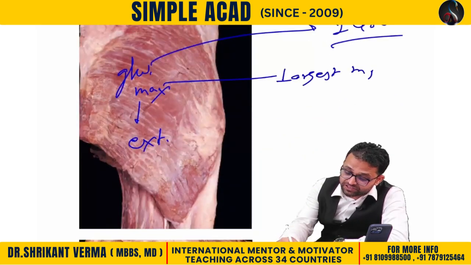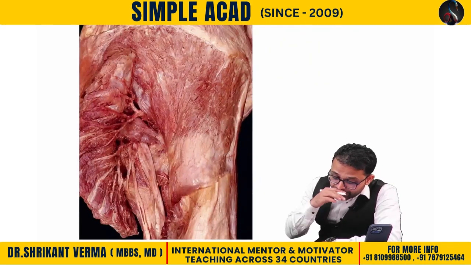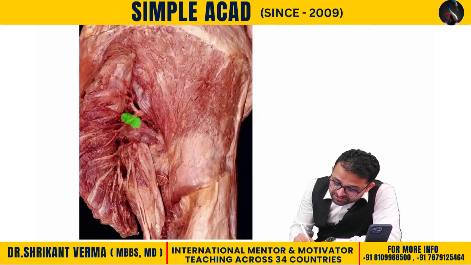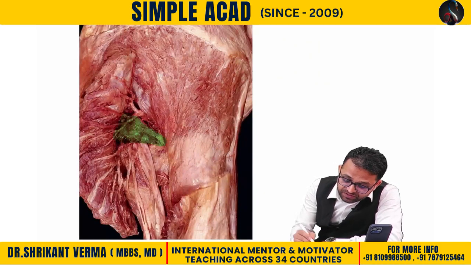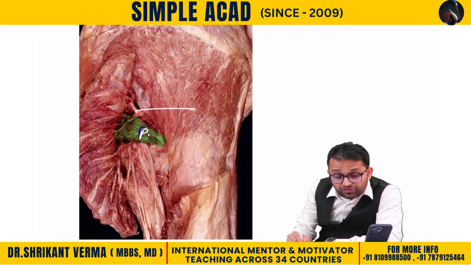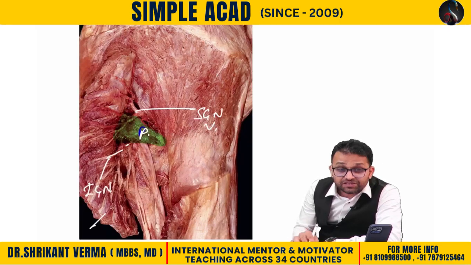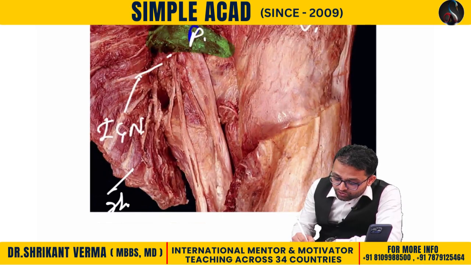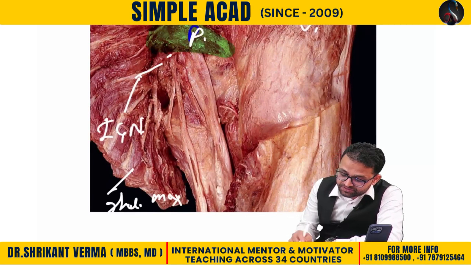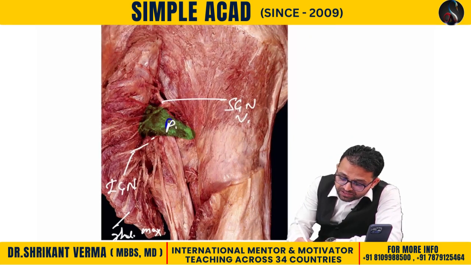Now when you cut this muscle, retract it and open, you will see the other muscle. Can you see this pear-shaped muscle? This is the piriformis. The nerve and vessels above the piriformis are the superior gluteal nerve and vessels. Below it are the inferior gluteal nerve and vessels. So the inferior gluteal nerve and vessels supply the gluteus maximus. The superior gluteal nerve and vessels supply the gluteus medius, and this is the minimus part.